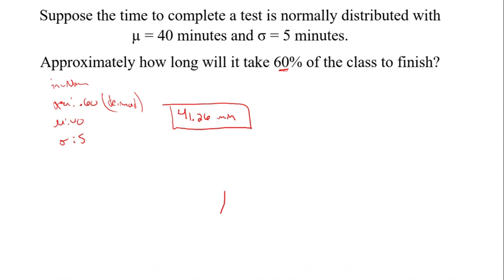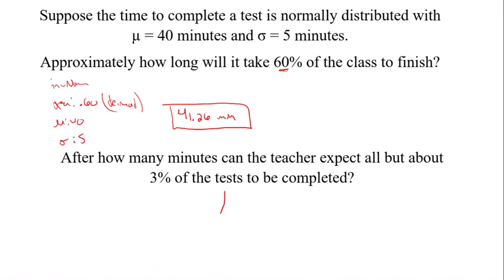All right, so if the mean is 40 minutes, it would make sense that 60% would be done in 41 minutes, right? That makes sense, so that seems reasonable. All right, and one other question here. After how many minutes can the teacher expect all but about 3% to be completed?